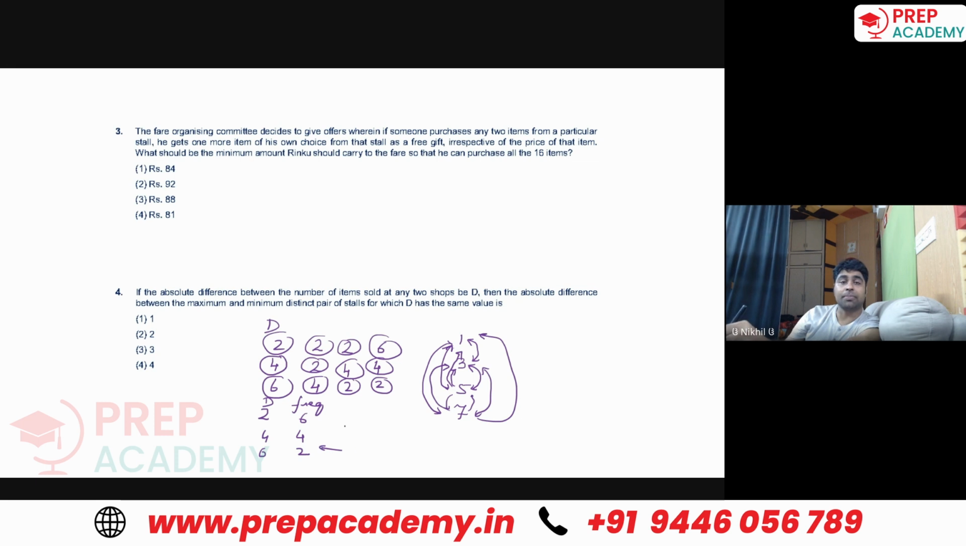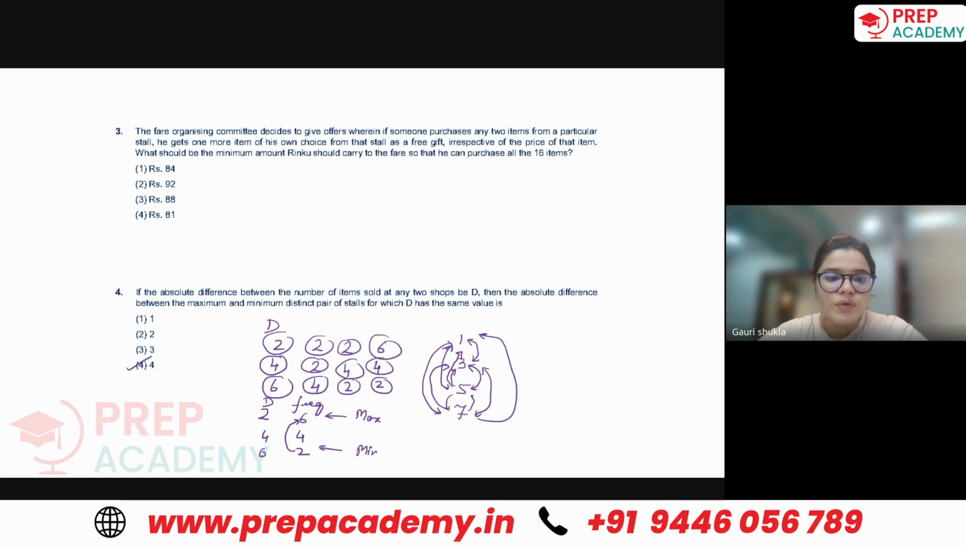Oh, sorry, the maximum is 6. And the minimum distinct pair would be 2. So what is the difference between 2 and 6? 4. And that would be your answer. Is it clear? So, sir, how did we decide on 1, 3, 5, and 7 specifically?